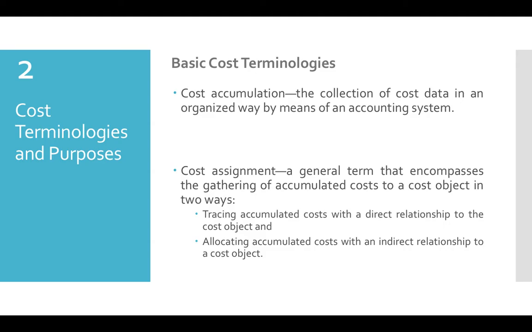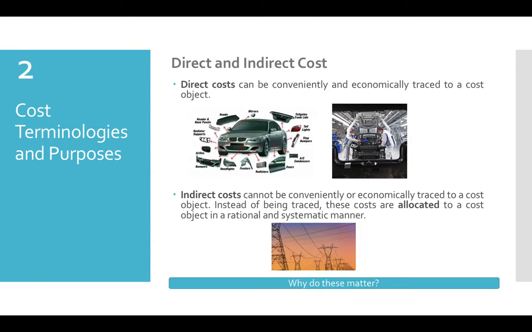So the question next is, what is the definition of direct cost and indirect cost? Direct costs are costs that can be conveniently and economically traced to a cost object. So for example, if we think of a cost object of a car, the direct cost would be the parts of the car, because we can attribute the direct part into the car itself. And another example would be the labor that works specifically to manufacture the car. We can attribute the cost of the labor to the cost object, which is the car.